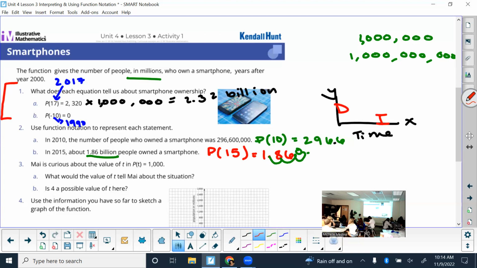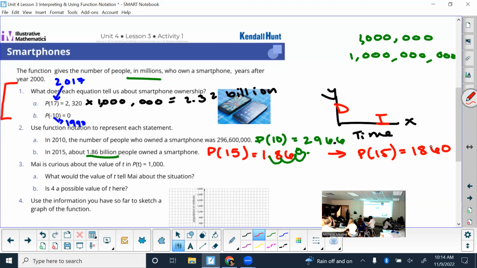So really, it would change to 1,860, but that's represented in the million. That's how to properly represent it. So questions on that?